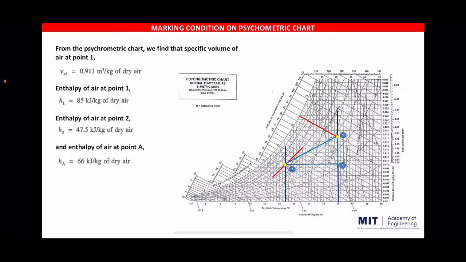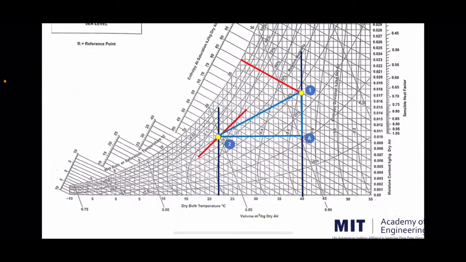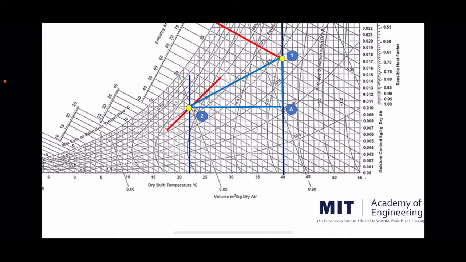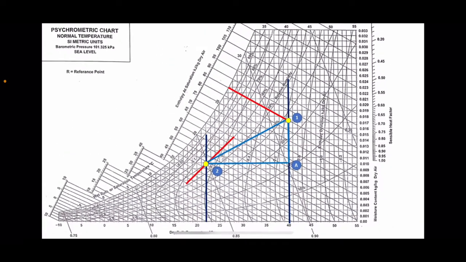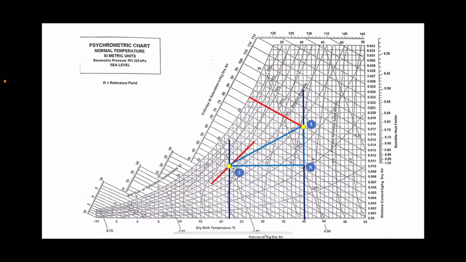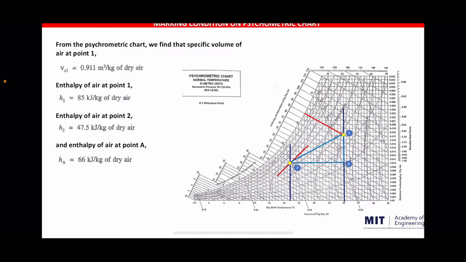Now we are plotting the specific volume of the air. How do we plot it? We look at the inclined lines at the bottom, which represent specific volume. So they tell us about the specific volume. We are plotting it at point number 1. At point number 1, the specific volume is 0.911 meter cube per kg of dry air.